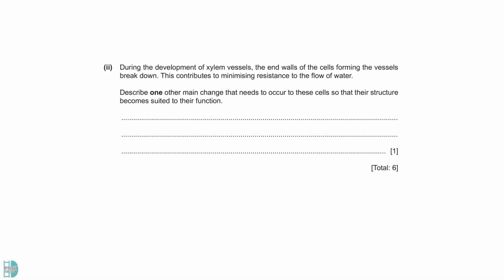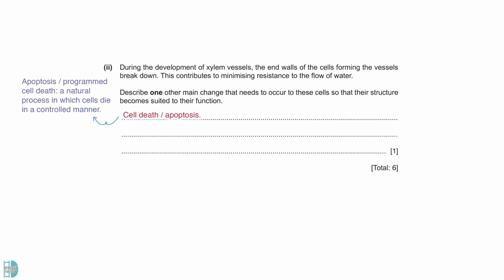2. Describe one other main change that needs to occur to these cells so that their structure becomes suited to their function. Xylem vessel elements die when they mature. It occurs in a process called apoptosis. Apoptosis is also known as programmed cell death. It is a natural process in which cells die in a controlled manner. When they die, they lose cell contents, including cytoplasm, nucleus, and other organelles.